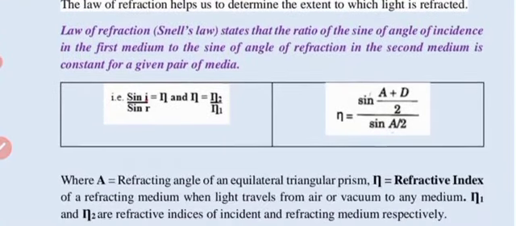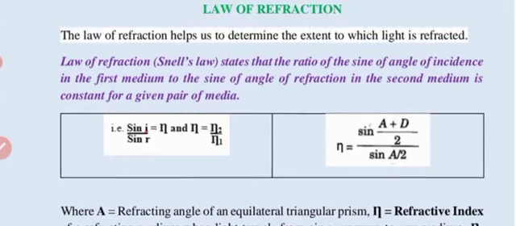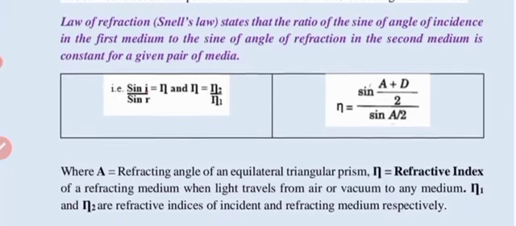There are laws governing the path of light through a glass prism, and one of them is the laws of refraction, but we are going to consider only one, also known as Snell's law, which states that the ratio of the sine of the angle of incidence in the first medium, that is the incident medium, to the sine of the angle of refraction in the second medium, which is the refractive medium, is constant for a given pair of media. That is what we can see in this equation here. The sine of the angle of incidence over the sine of the angle of refraction is a constant, and that constant is known as the refractive index.